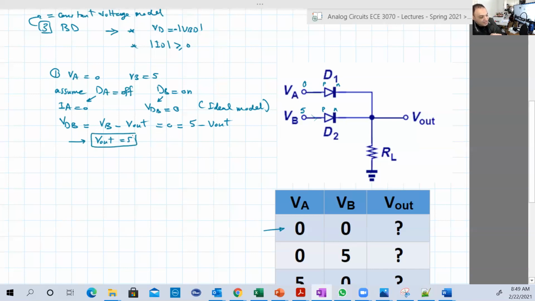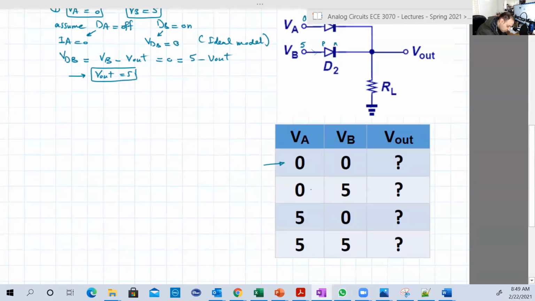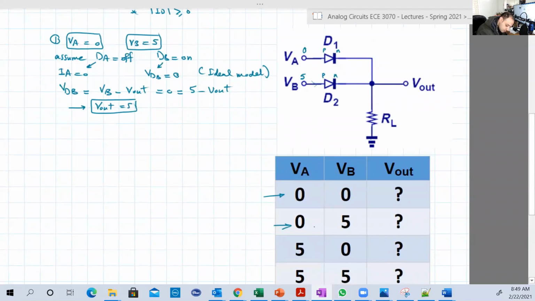If you remember, guys, in that problem, when we solved it before using the constant voltage model, V out in that case was 4.3. Now it's 5. There is 0.7 difference, right? Okay. But the question is, will this change the final conclusion that this is an OR circuit? We're gonna see. Okay. So at VA equal to 0 and VB equal to 5, we get V out equal to 5. So where is this? Yeah, this is the one. So here it's 5 volts.